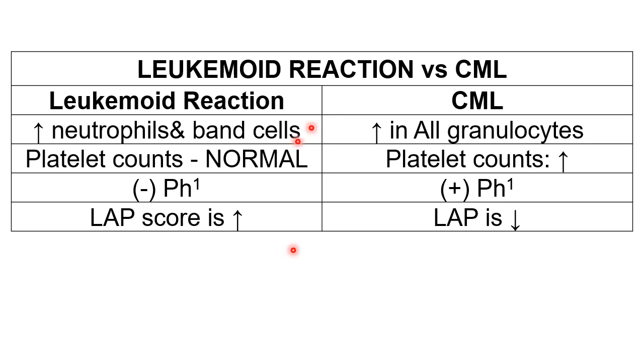Recall din natin, no, 'di ba, ang CML kamukha niya ang leukemoid reaction. And ang easiest way to differentiate these two is through reviewing the peripheral blood smear and gagawa ka ng CAPLO or LAP scoring. LAP score in leukemoid reaction is high, LAP scoring in CML is low.